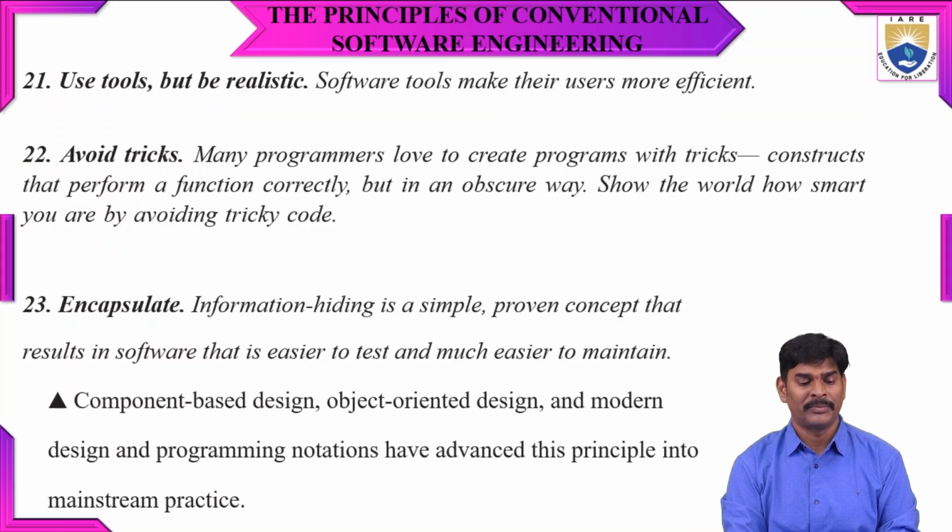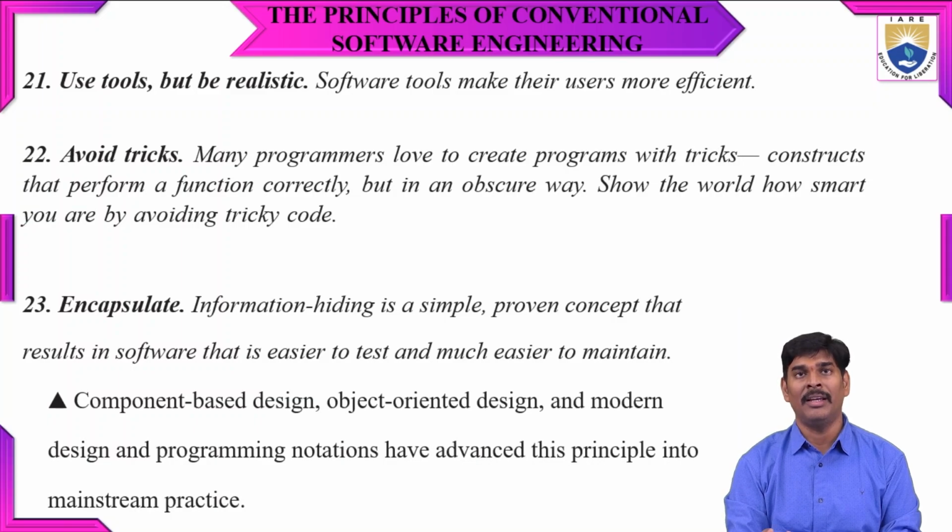And the 21st principle is use tools but be realistic. Here, in the sense, the software tools must be used very efficiently and effectively for the users. These tools must be very helpful for the users. Next one is avoid tricks. Mainly we should not use any tricks to create the programs. Many programmers use tricks, meaning that instead of writing the code, they take the code from some websites and construct the functions correctly. So that is not the right way.